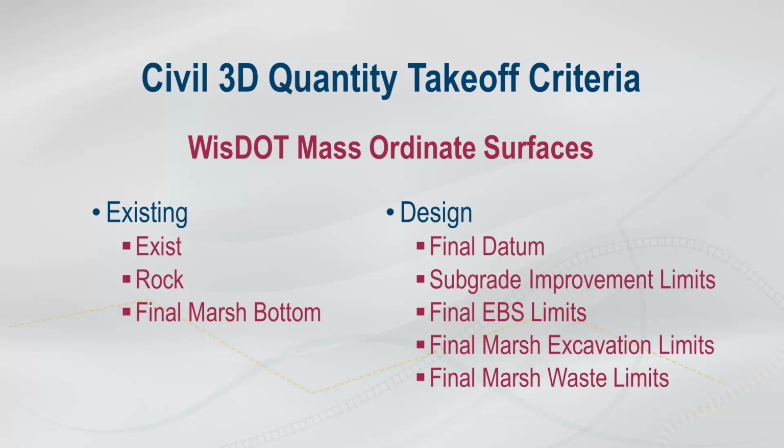The first one is the Marsh Excavation limits, the marsh that will be excavated as part of the project. And the last surface, the marsh waste limits. This defines the boundary where marsh material may be used as fill outside of the one-to-ones if that is something that is decided to be done on your project.